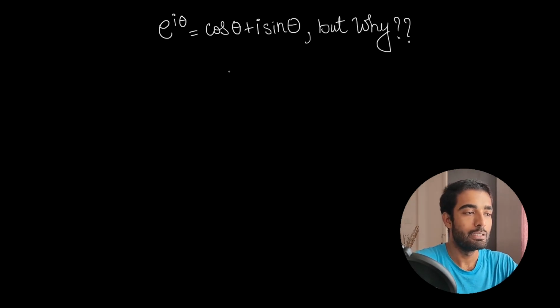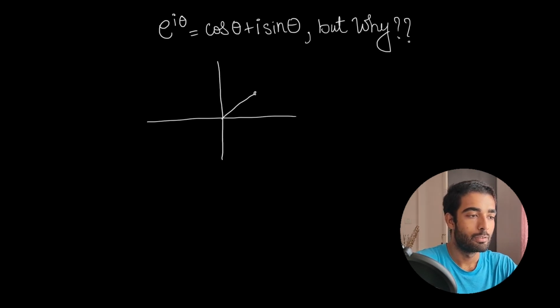First of all, cos theta plus i sin theta is a complex number, and it's represented in a complex plane by a complex number whose magnitude is 1 and this angle is theta. This point is represented as cos theta plus i sin theta.